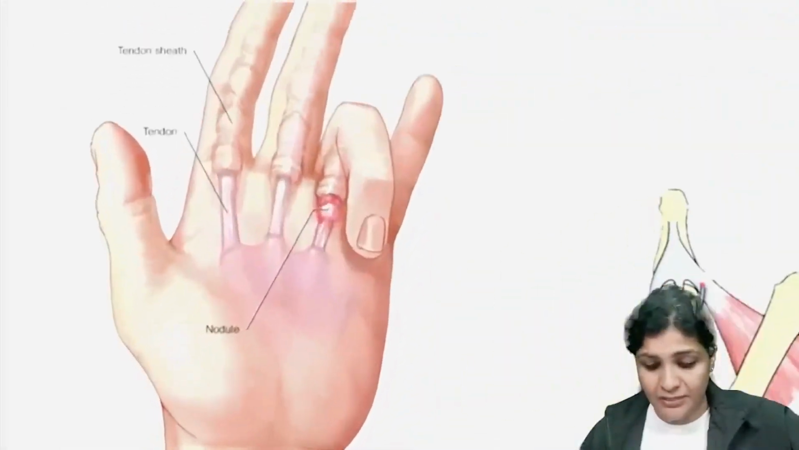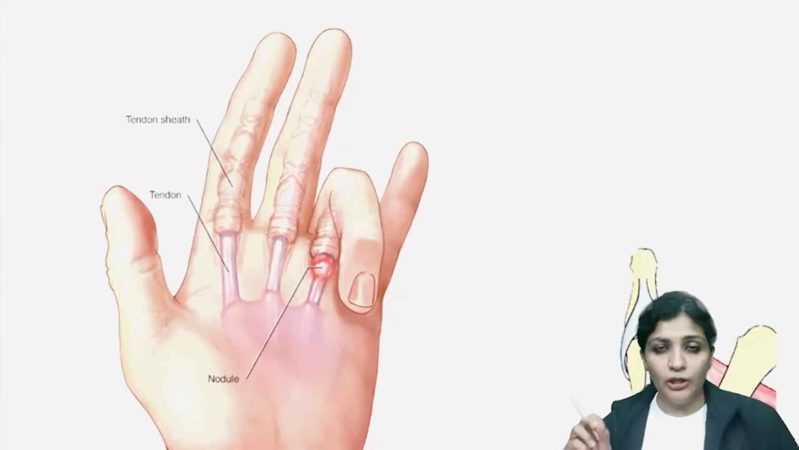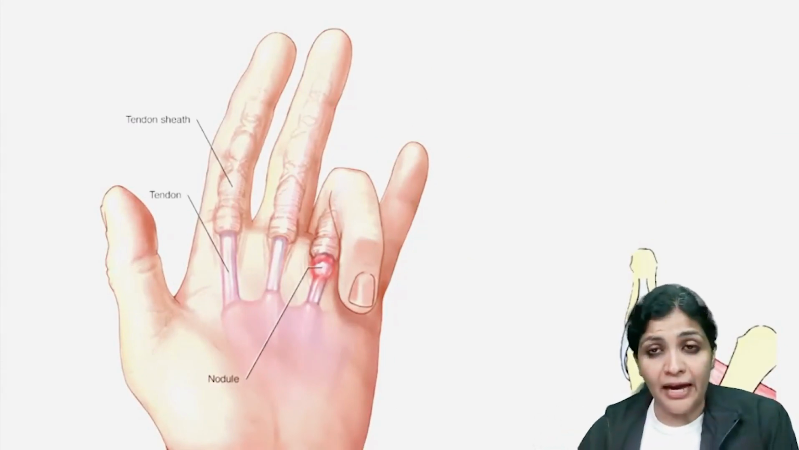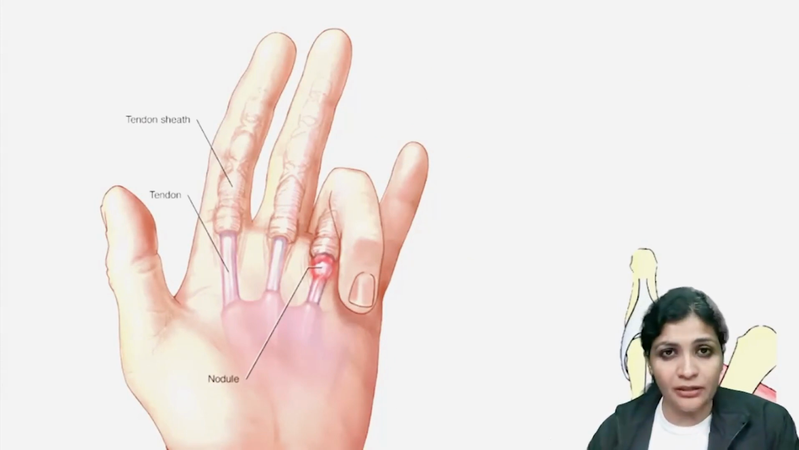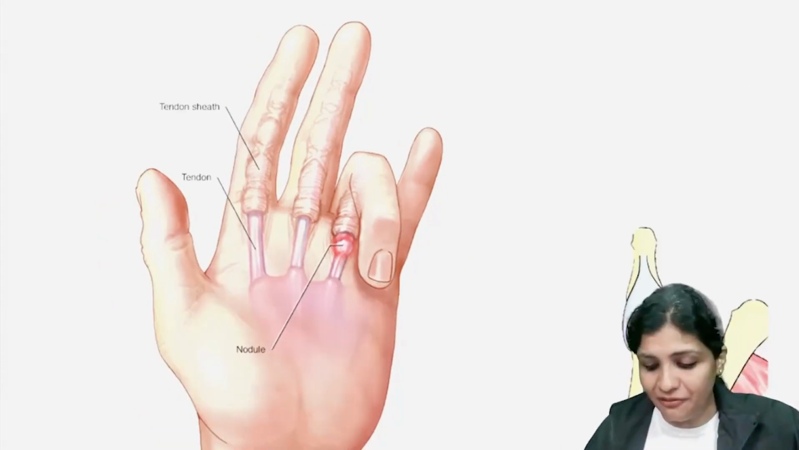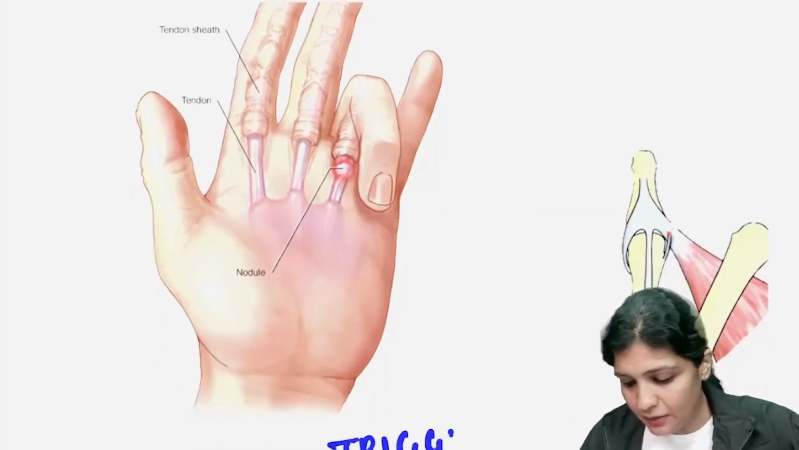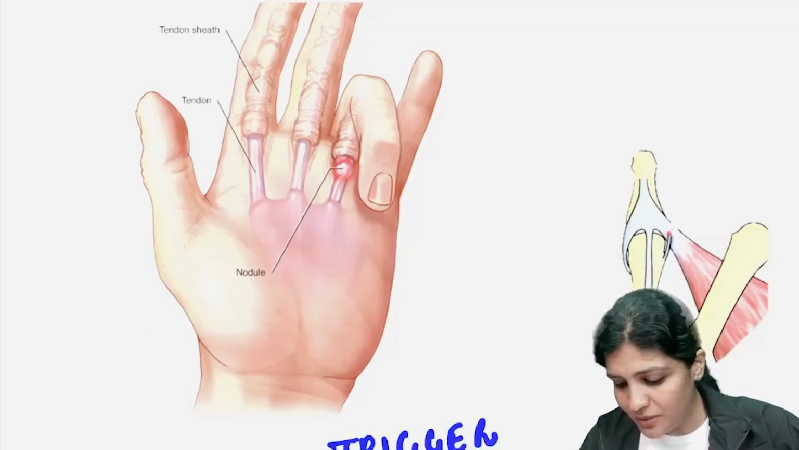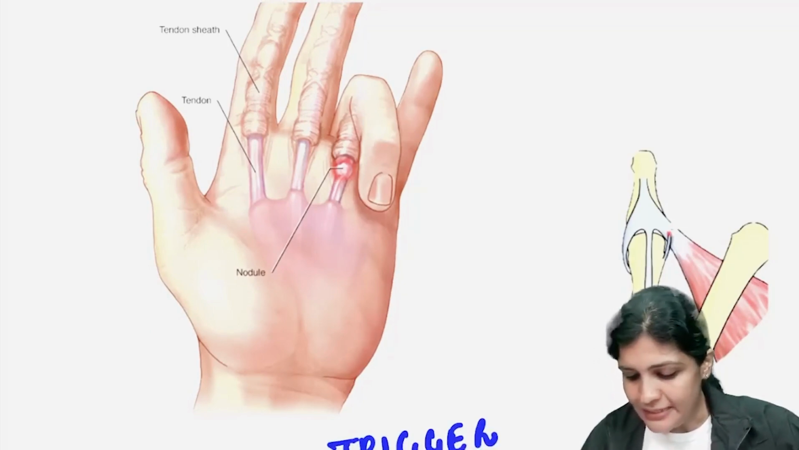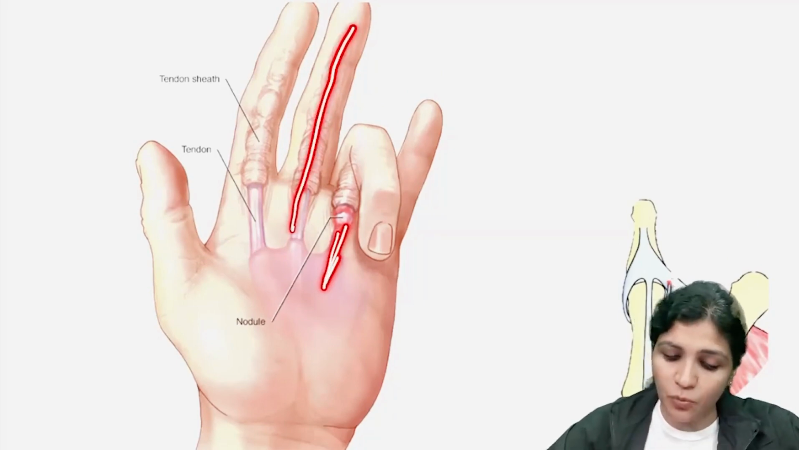And then what is this? What is this condition? You will see some nodule at the junction of the tendon and the tendon sheath. Then this is called what? Yes, very good, Shivani. This is the trigger finger. Why do you call this a trigger finger? This is a condition where, if you see, this is the tendon, right? This tendon should happily move in this tendon sheath. So this is the tendon sheath, right?